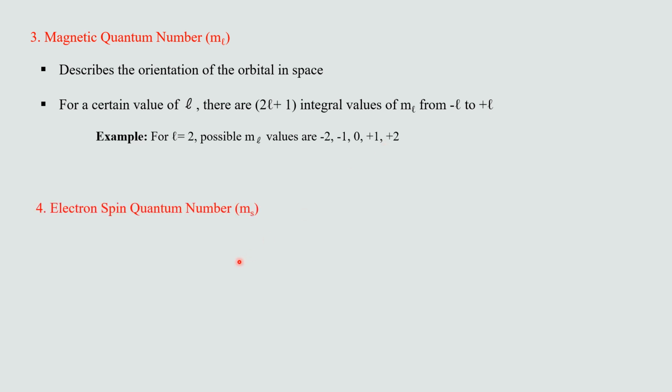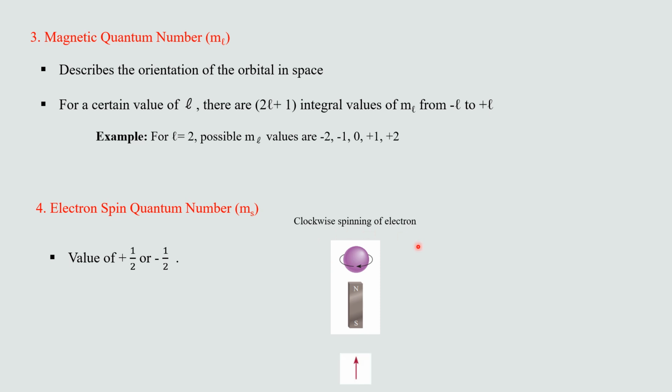The last or fourth quantum number is electron spin quantum number. We call it ms. So ms can have two values, either plus half or minus half. What is the meaning? If the electron is spinning clockwise, then we call it plus half. When we indicate the electrons as arrows in an orbital box diagram, we use an up arrow. This is for clockwise spinning of the electron.